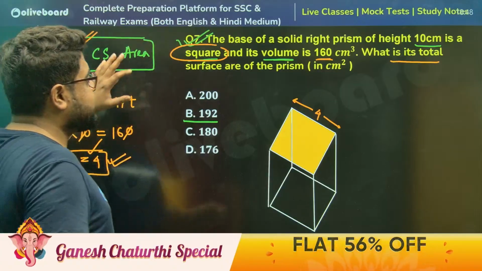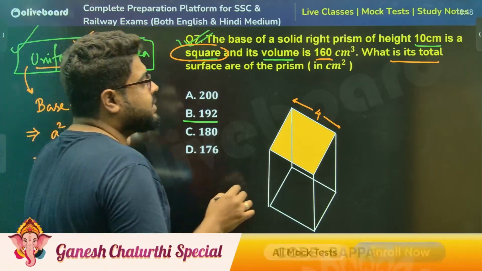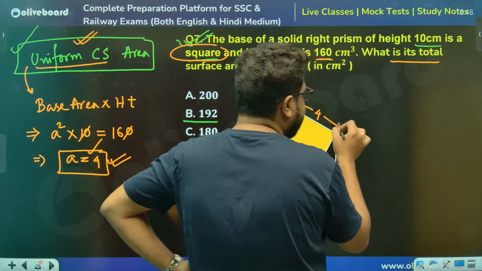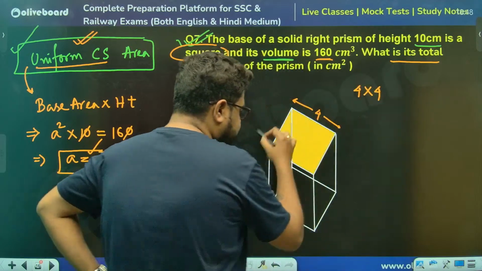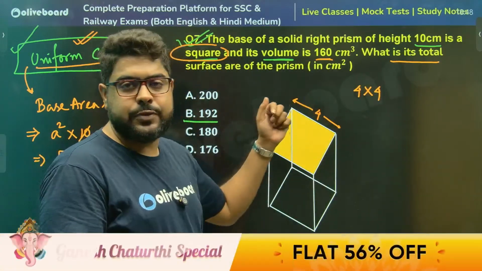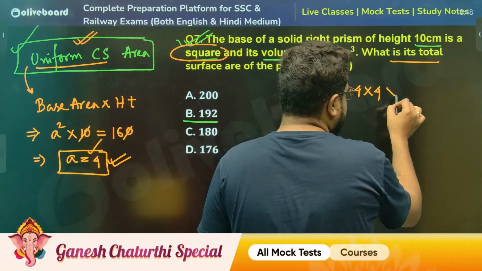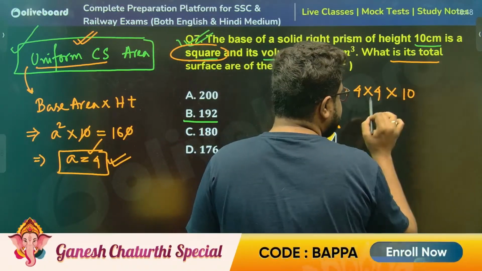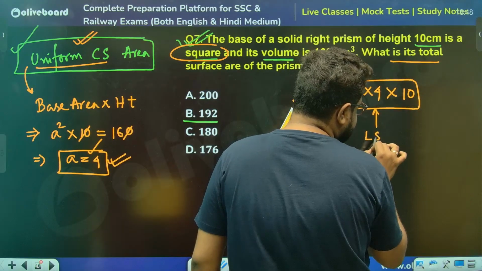Lateral surface area, for anything having uniform cross section, is the perimeter of the base into height. Perimeter is 4 times 4, 4 sides of 4 each. So perimeter of the base into height, height is again 10. This is your LSA, lateral surface area.